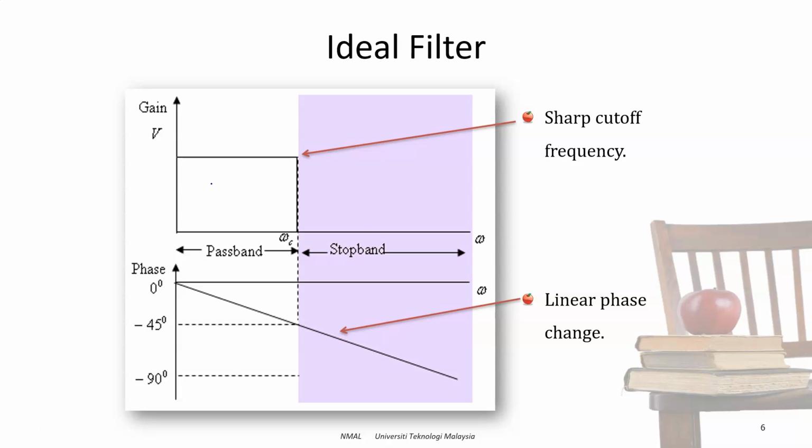Okay, and also for this chapter, you are also introduced to phase. Okay, phase for the filter. Okay, so in terms of the phase, we can see that there is a linear phase change for the ideal filter. Okay, because this is ideal, which corresponds to the sharp cut-off frequency here. Okay, we will see later on in the second part of this chapter how we can plot this ideal filter, and also the phase, through the Bode plot.